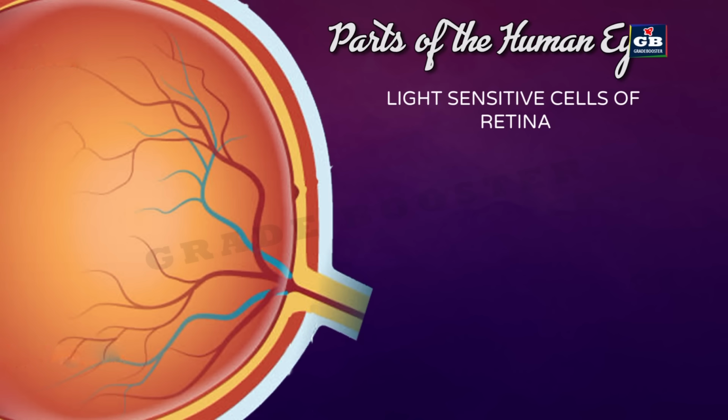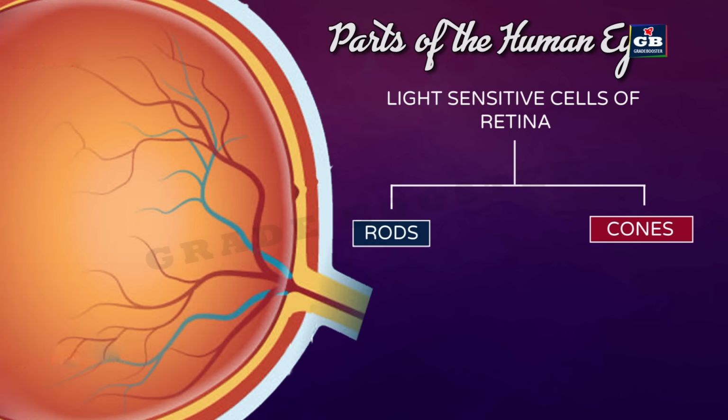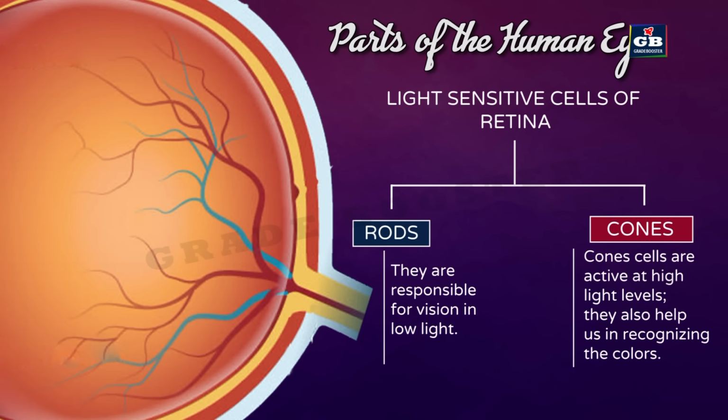The light-sensitive cells of the retina are of two types. 1. Rod cells. 2. Cone cells. Rod cells are responsible for vision in low light. That means they are helpful in nighttime vision. Cone cells are active at high light levels. They also help us in recognizing colors. That means our daytime vision is mostly based on cone cells.